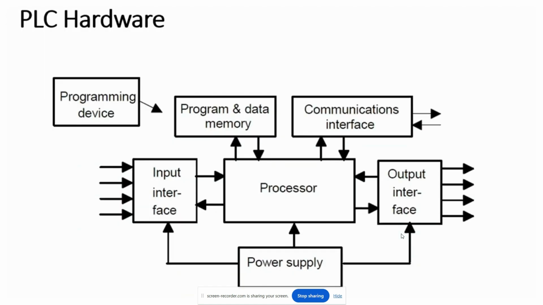Okay, so now let's dive deep into PLC hardware. So we say a PLC has a processor. This is the brain of your PLC. And then we have a power supply. This gives power to the processor, 24 volt to the input interface and the output interface. We have a program and data memory. So the program that you write is stored in the program and data memory.